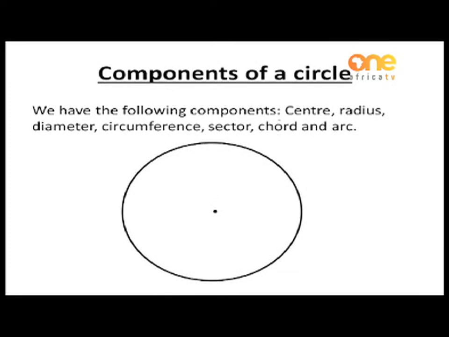Let us discuss the components of a circle. We have the following ones: the center, the radius, the diameter, the circumference, a sector, a chord, and an arc. The center is the middle of the circle. It's where you would put your compass if you were drawing the circle.